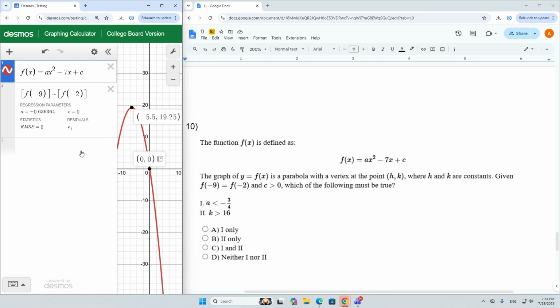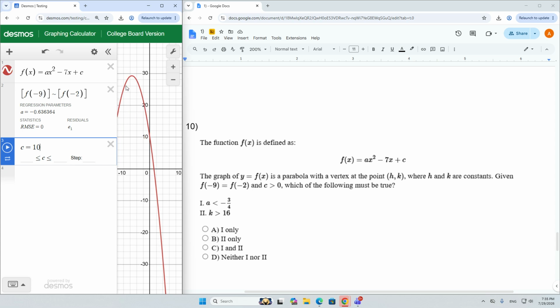So we see that it does, guys, because c has to be more than 0, right? So c can be this at a limit. And even then, I get a 19.25, right? So the greater we make c, the higher we go. So it does have to be that. So 2 only, choice B, okay?